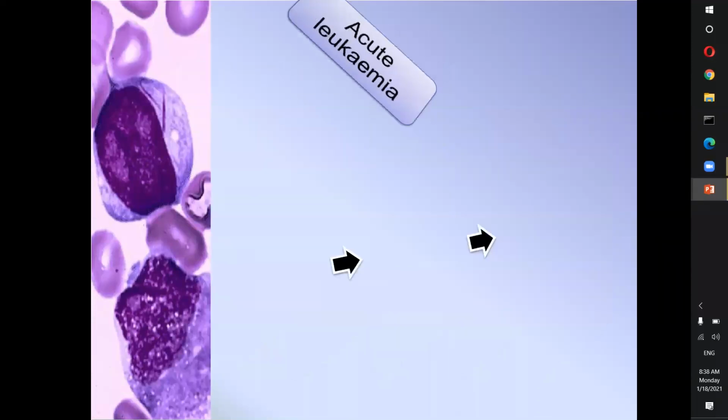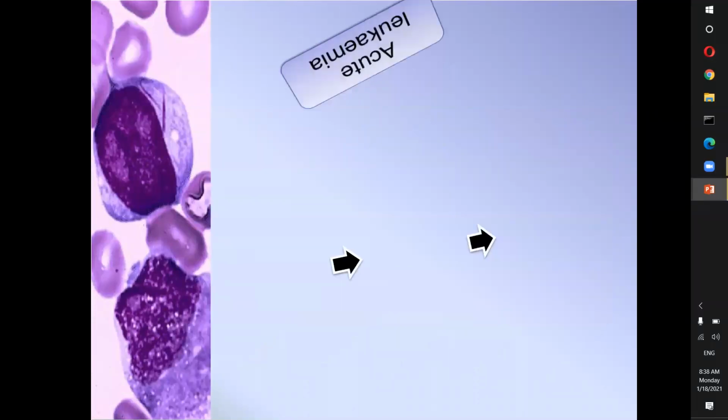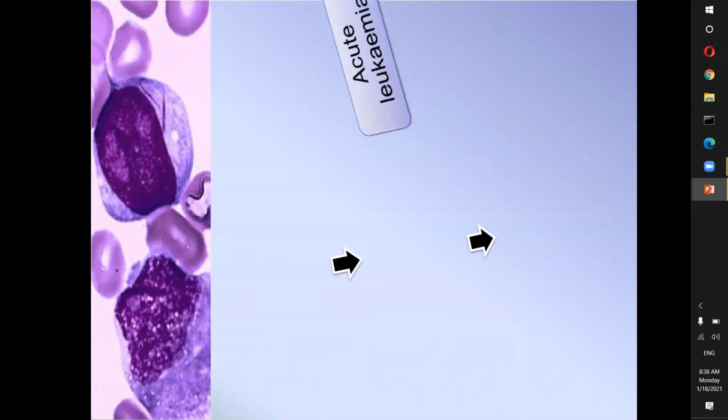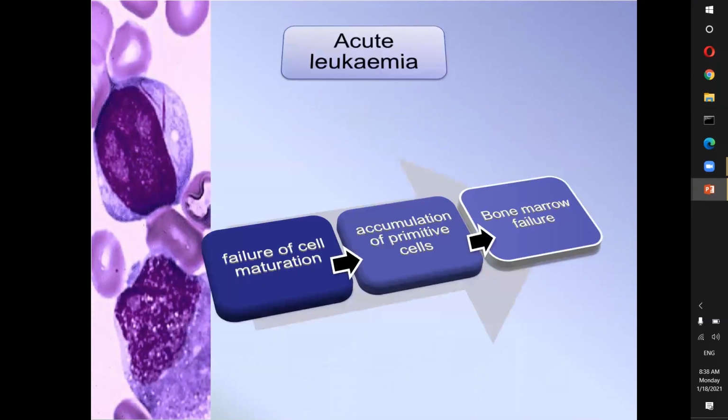Acute leukemia. The definition of acute leukemia versus chronic leukemia: we have failure of cell maturation. You know that the cells inside the marrow get maturation from primitive cells to more mature cells. So the definition of acute leukemia is the failure of the primitive cell to mature. So failure of cell maturation.